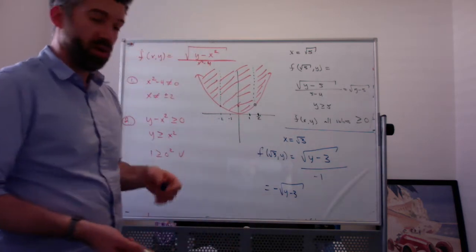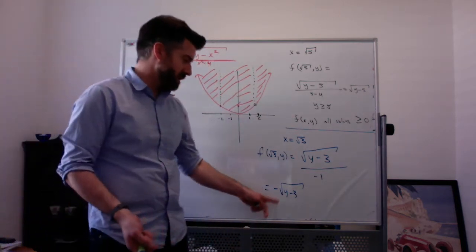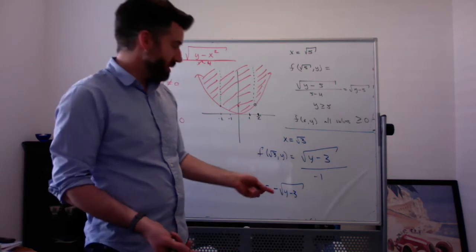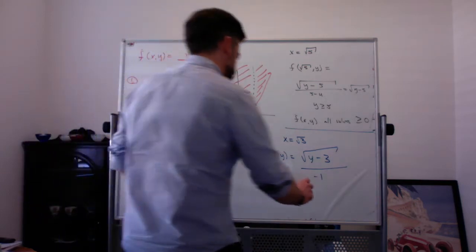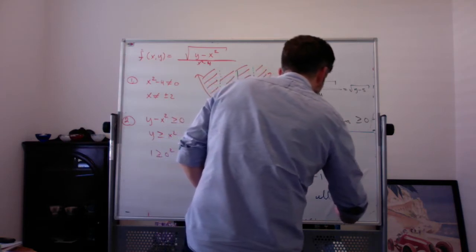And this is going to get us all the negative values, because if y is 3 or 4 or 5 or 6 or whatever, then the square root is a positive thing, but you get the negative of that, so you get all the possible ones. So here we get all negative values.